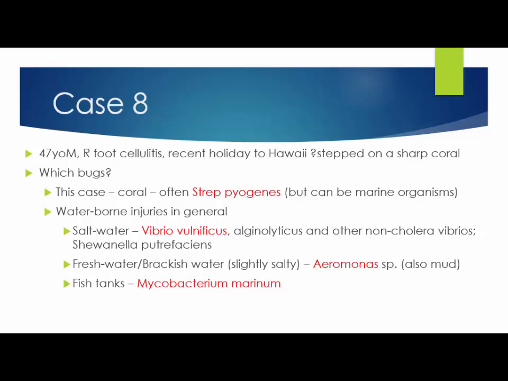So salty water is characteristically Vibrio vulnificus, and Alginolyticus, another species of Vibrio, and other non-cholera Vibrios. And this other one called Shewanella putrefaciens. So putrefies your fascia. Fresh water or brackish water, which is slightly salty water. I didn't know what brackish water was before I did ID. Is classically an Aeromonas type species that can also be seen if there's mud involved.